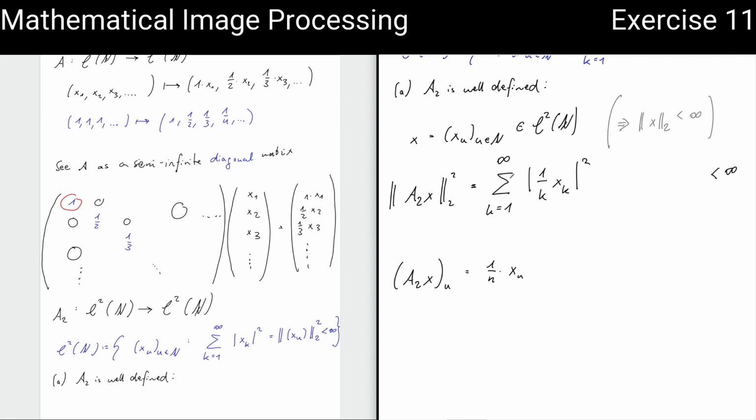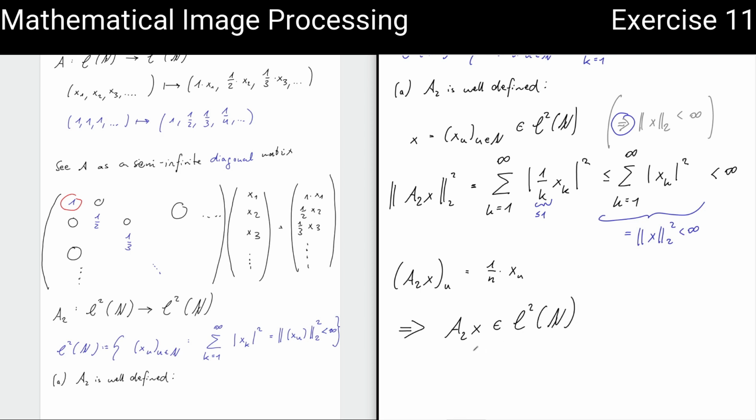So how can I now estimate that this is smaller than infinity? A little trick that we can use here is that 1 over k is always a number that is less or equal than 1. So I can also estimate the whole sum by using the sum from k equals 1 to infinity of x_k squared. But this here is nothing else than the 2 norm of x squared, which is smaller than infinity by definition of the L2 space. So in conclusion, A2 x is also an element of L2 of N, and A2 is well defined. So we start out with an element x in L2, and we get out that A2 x is also in L2.